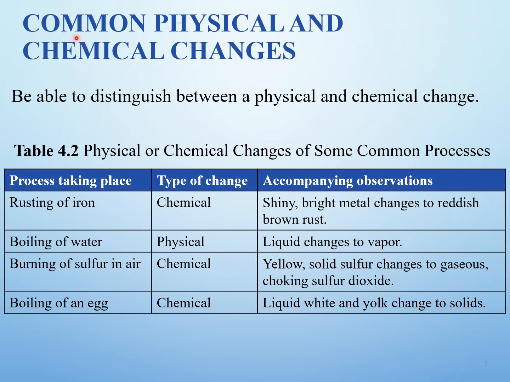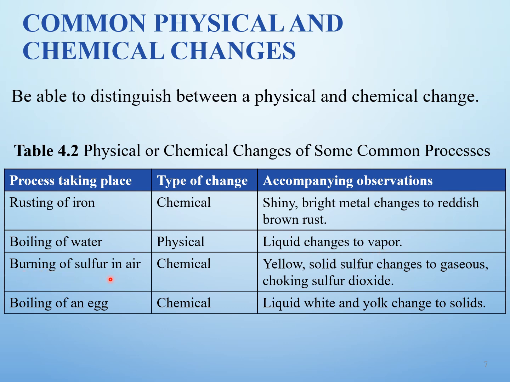Here are some common physical and chemical changes. We need to be able to distinguish between a physical or chemical change. The rusting of iron changes the iron itself from iron to rust, so it's a chemical change. Boiling of water is a physical change because there's no actual change of water. It just changes its phase. Any phase change alone is not a chemical change, just a physical change.